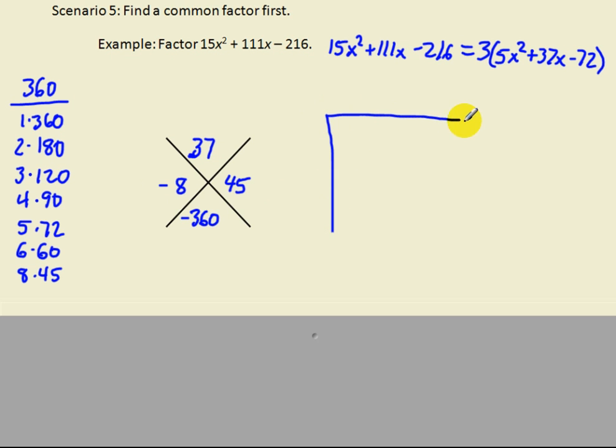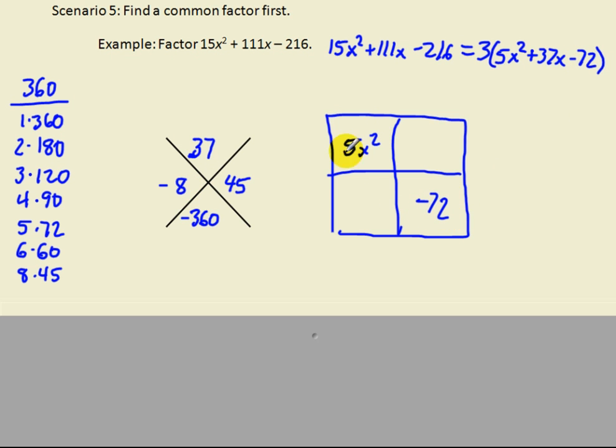So we form our box, and we have 5x squared and negative 72, and then a negative 8x, and again, I'll put it here this time just so you know it works either way, and 45x here. So going across the top row, 5x squared, 45x, we can factor out a 5x. Negative 8x, negative 72, 8 will go into both of those, and it's a negative 8 because the box closest to the term that we're writing is negative.